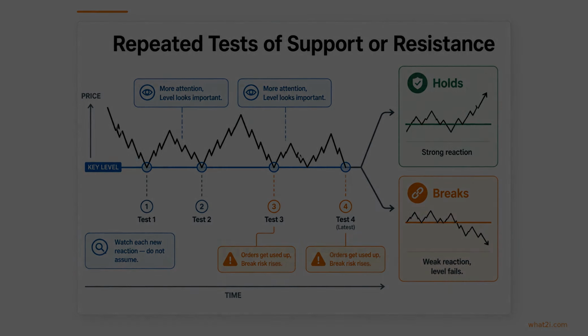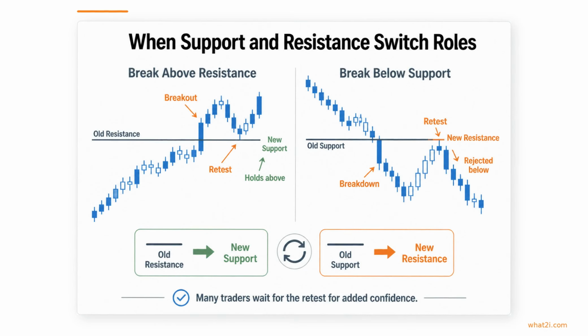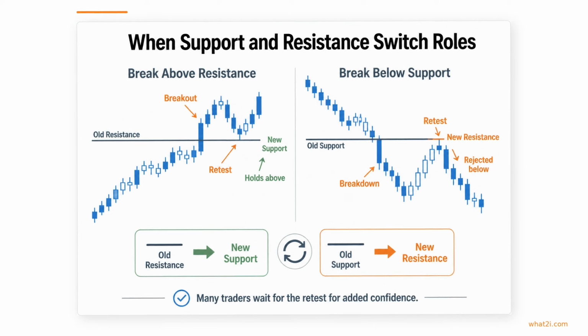tested so often. One of the most useful ideas in chart reading is that support and resistance can switch roles after a breakout. If price breaks above resistance, that old resistance area may later act as support on a pullback. If price breaks below support, that old support may become resistance when price tries to rally back into it. Many traders wait for this retest because it can provide extra evidence that the breakout or breakdown is real. The retest does not always happen, but when it does, it often gives a cleaner decision point. This role reversal helps turn past chart behavior into future reference points.